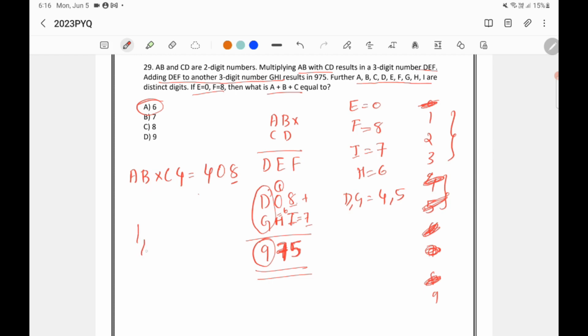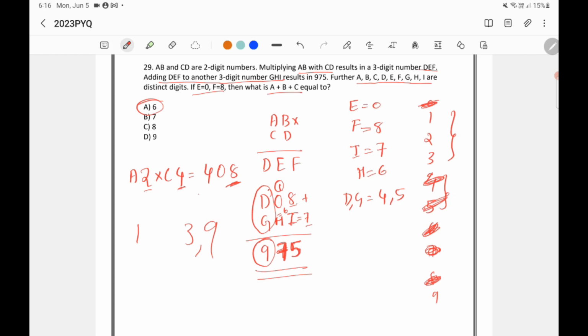Now the remaining digits, as I have told you, are 1, 2, 3 and 9. Now what will be B? Because this is the unit digit here and this is the unit digit here. Here the unit digit is 8. So the only possibility is this becoming 2, because 2 into 4 is 8. So 2 we have written. Now balance is 1, 3 and 9.